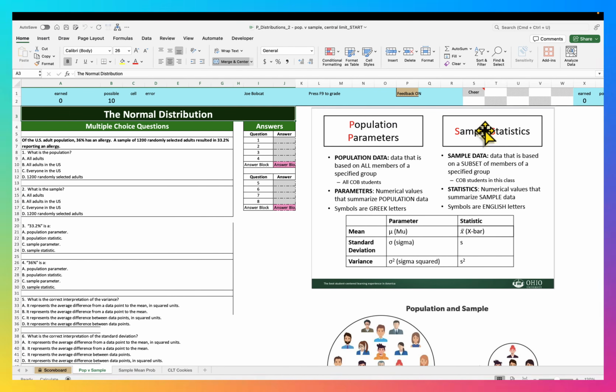Well, hello and welcome back to Distributions, Part 2. So we'll begin with some multiple choice questions about the difference between a population and a sample.